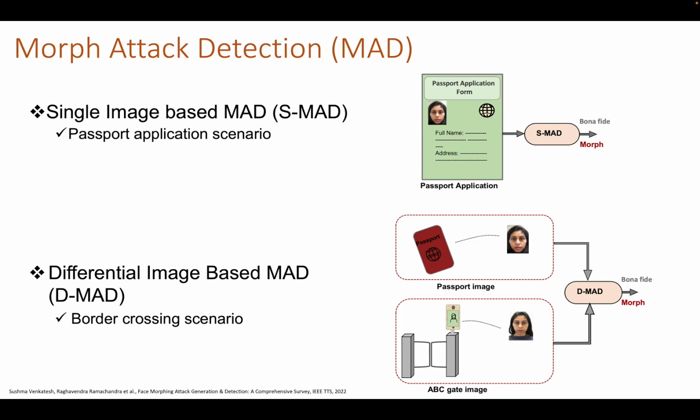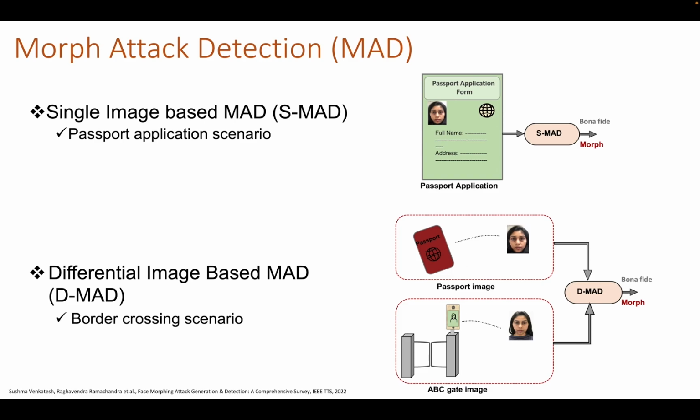In the case of differential morph attack detection, which is also the scope of this paper, we try to use more than one image. The first image is from the passport, and the second image is from the automatic border control gate. That means the second image from the ABC gates is from the trusted device, while the face image in the passport is questionable. It may be a bona fide image or it may be a morphed image. By having the reference from the trusted ABC capture, our goal is to identify whether the image within the passport is morphed or not.